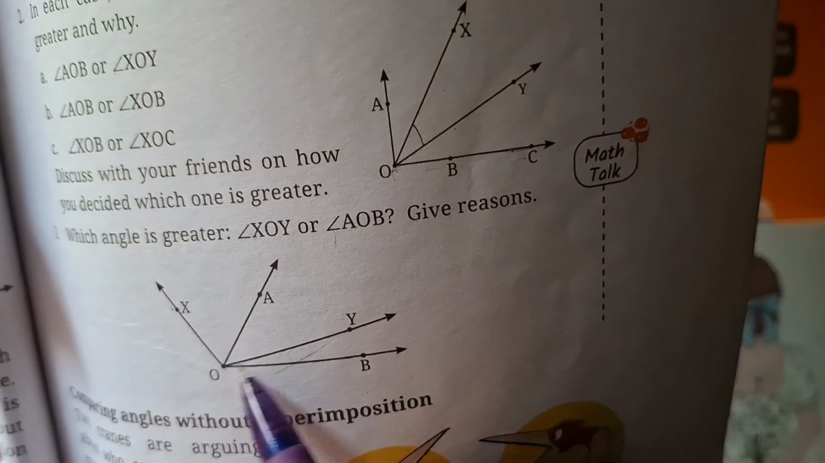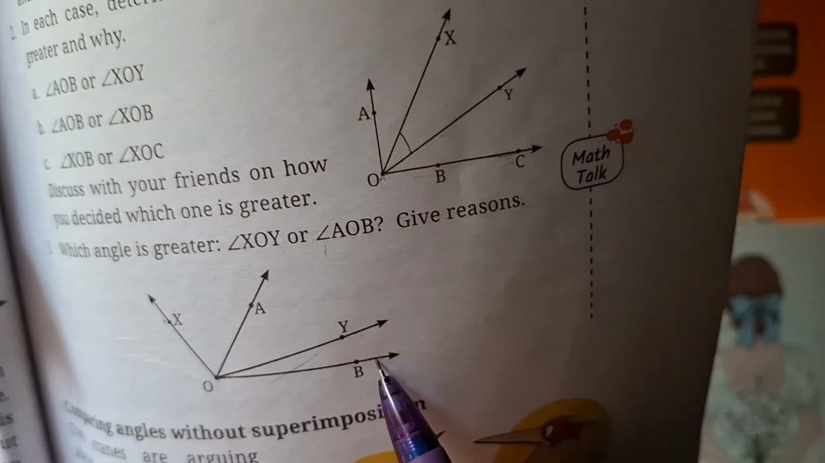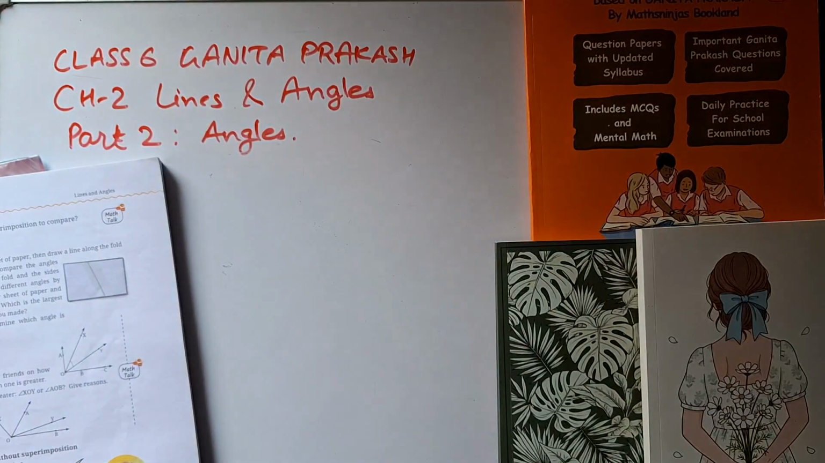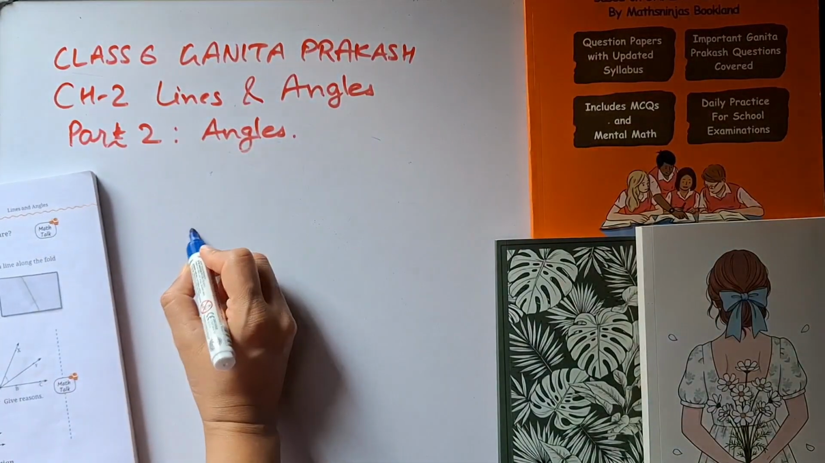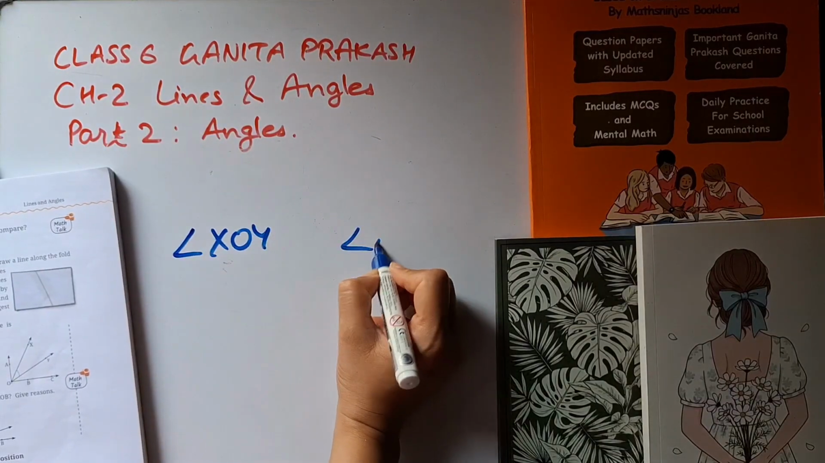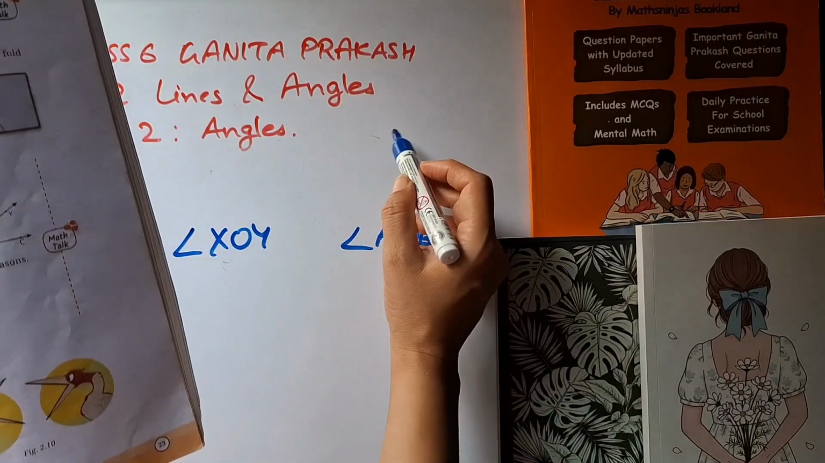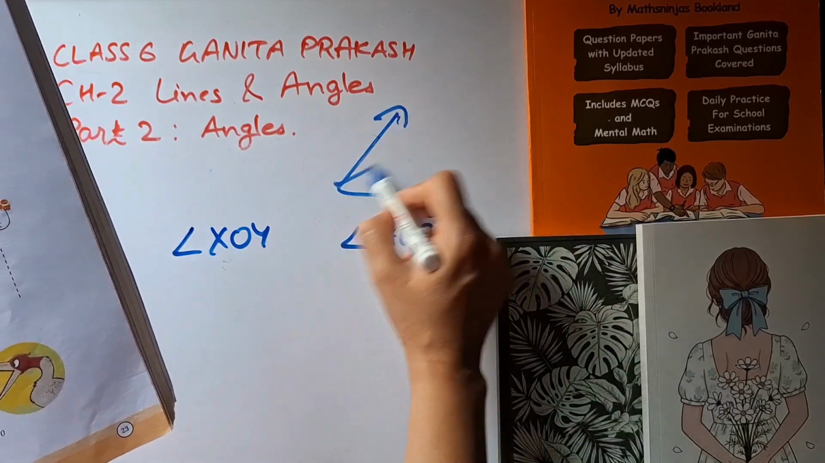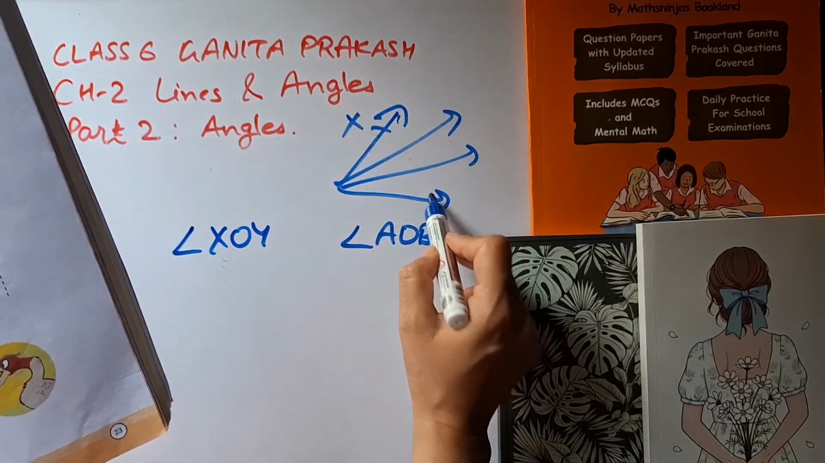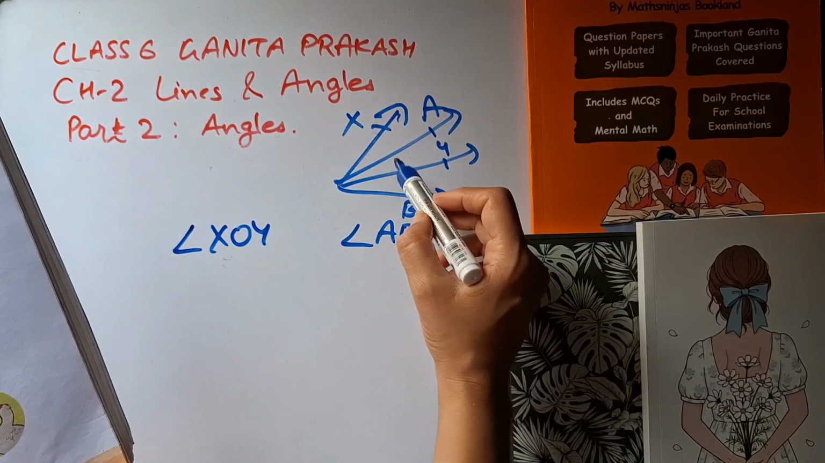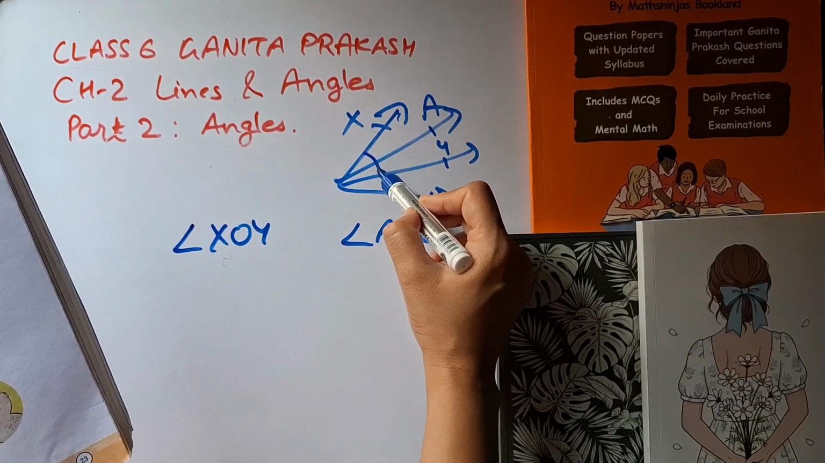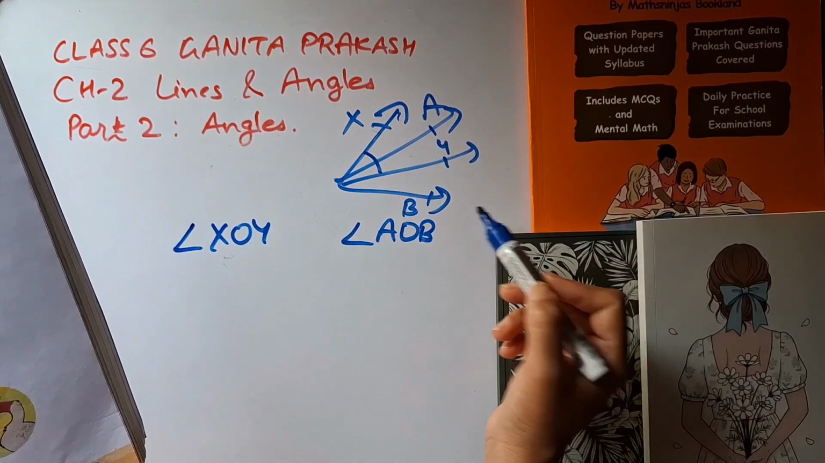Similarly here, XOY and AOB. How do we say that? Here we could do it by superimposition, but if we don't do superimposition, how do we solve it? So XOY and AOB. Here we see this is X, this is B, this is A, and this is Y. So XOY is this angle and AOB is this angle.